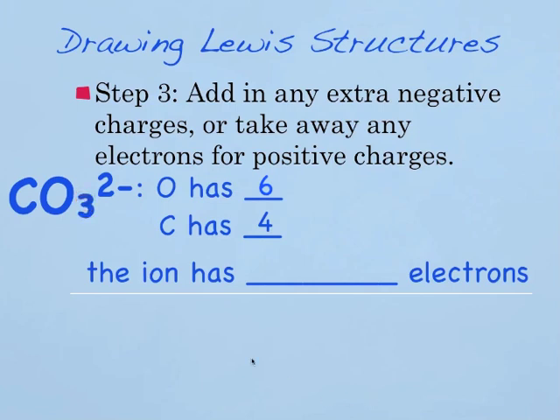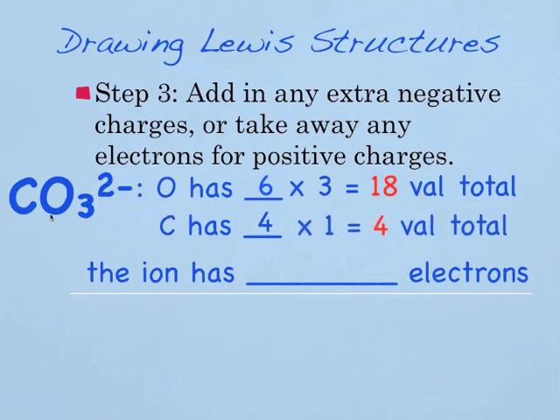So again, there's a subscript of 3 here. That means that there are 3 oxygens. So in this one as well, oxygen total has 6 times 3 valence, and that's 18 valence total. Carbon has 4 times 1 total, since there's no subscript. That's 4 valence total. Don't forget that the ion has an extra 2 negative charges, so that means that we have 2 extra electrons.